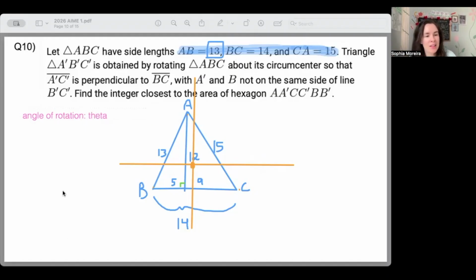I don't know what theta is necessarily. I don't know what that number is, but I can use that when writing out my equations here. So we want to make sure that A prime C prime, so the new A and the new C, is perpendicular to BC. All right, so here I'm rotating, and here is our new triangle, and this is going to be A prime, C prime, and B prime.